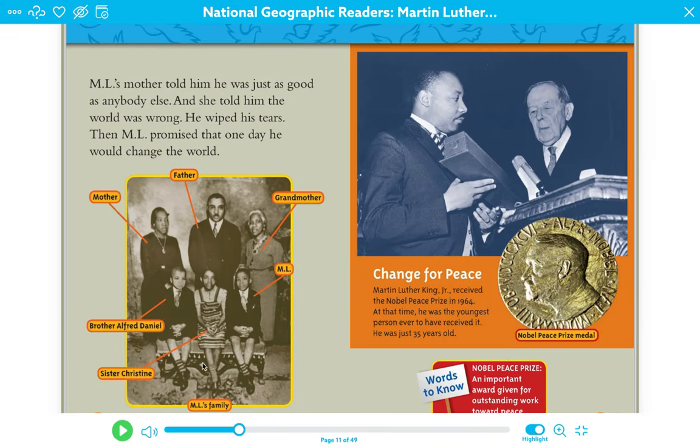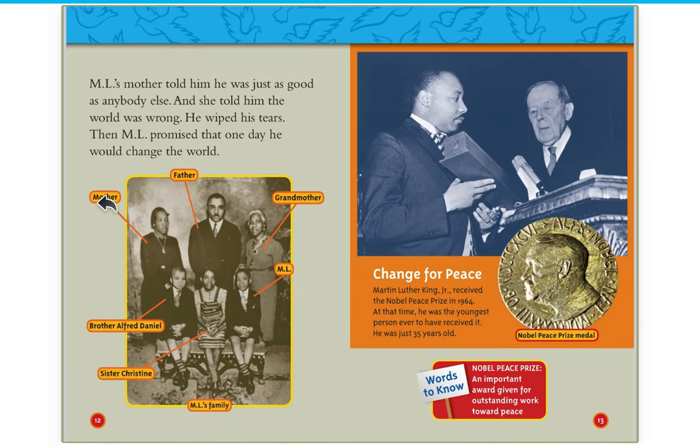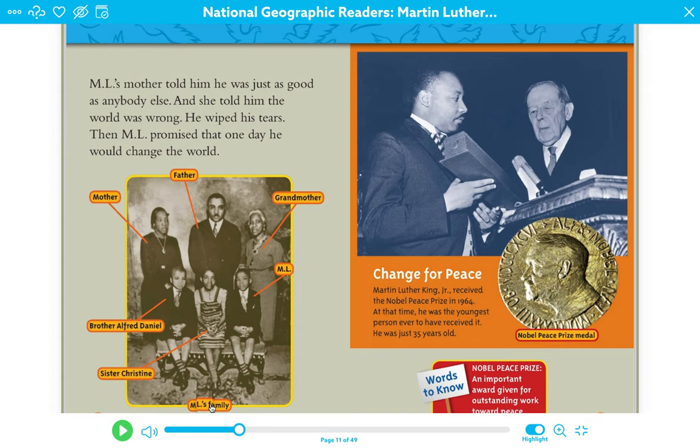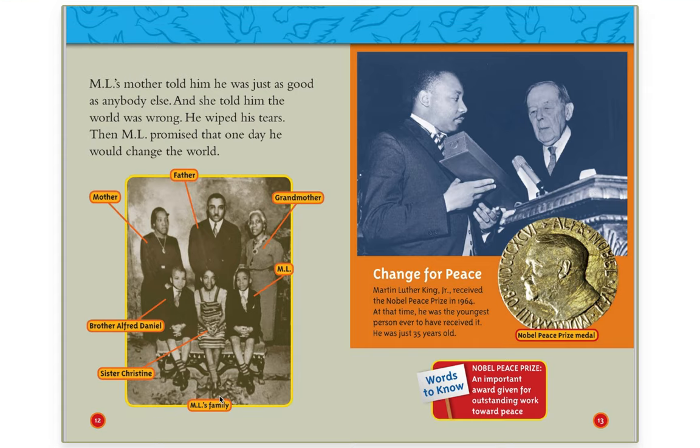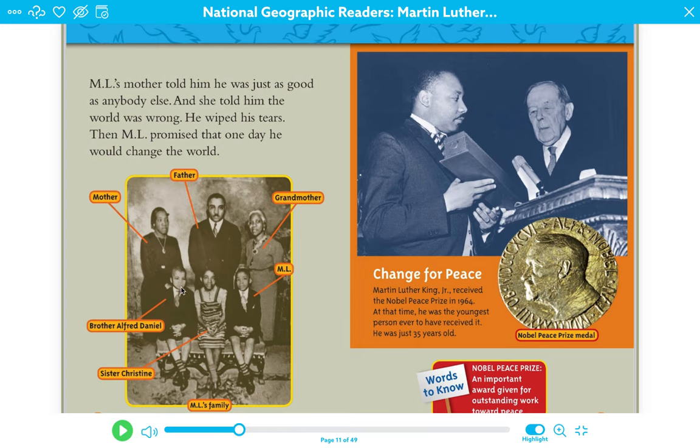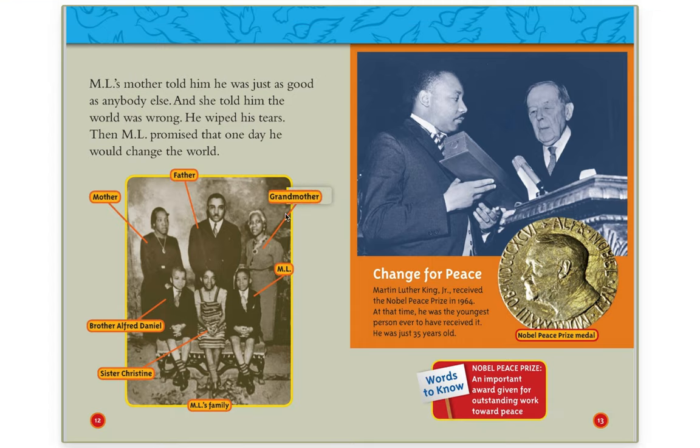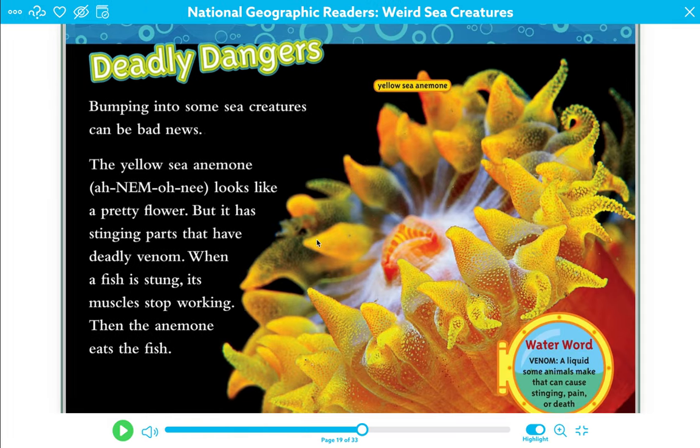On this page, you can see another picture with labels. This picture is all about MLK's family, or Martin Luther King Jr.'s family. This is his sister, his brother, his mother, his father, his grandmother, and him. The labels tell us what is happening in the picture, or in this case, who is in the picture.